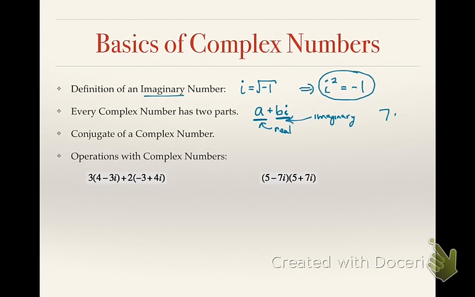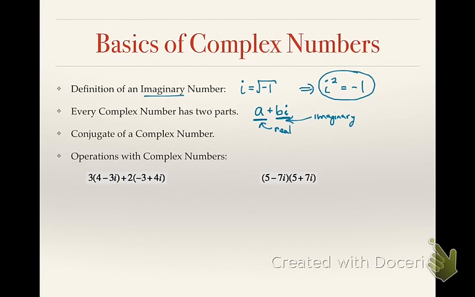And a purely imaginary number does not have a real part to it. So 7i would be a purely imaginary number. A complex number has both a real and imaginary part. It's like 2 plus 3i. That would be considered complex.